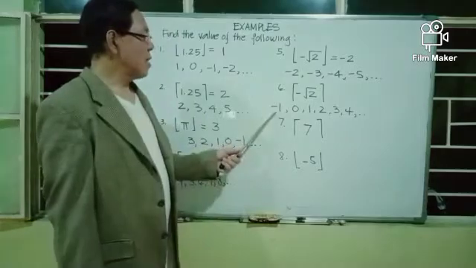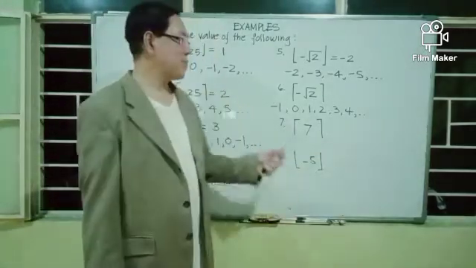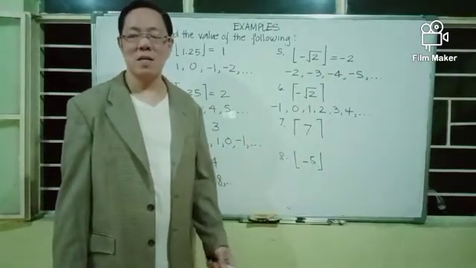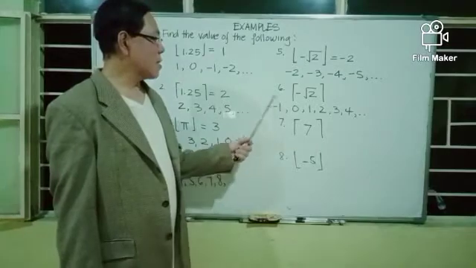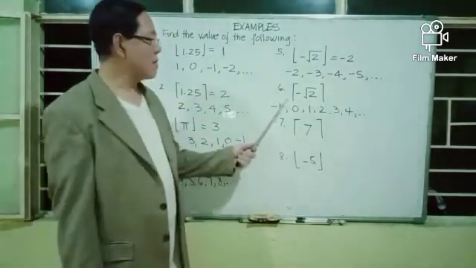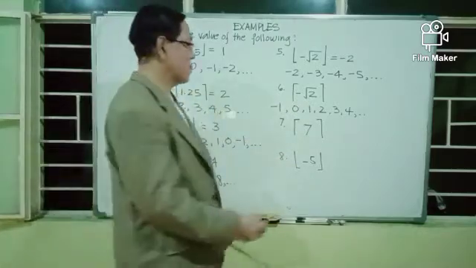But among these integers that are greater than negative square root of 2, or negative 1.41, the smallest is negative 1. And that is the ceiling of the real number negative square root of 2.